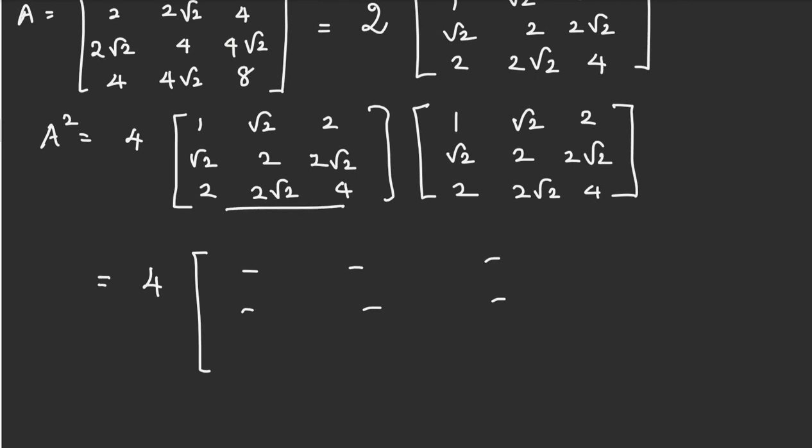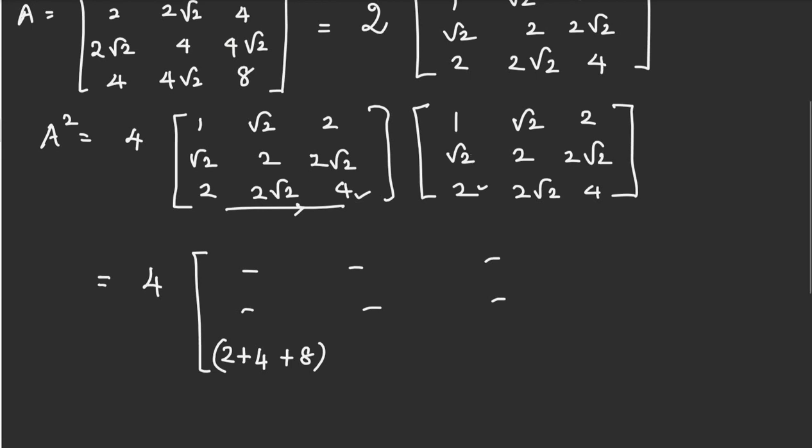Now I want the third row. Last row, first column, we multiply. So last row, first column will be 2 into 1 is 2, plus 2 into 2, that is 4, plus the next element 4 into 2, which is 8. We have multiplied the first element.